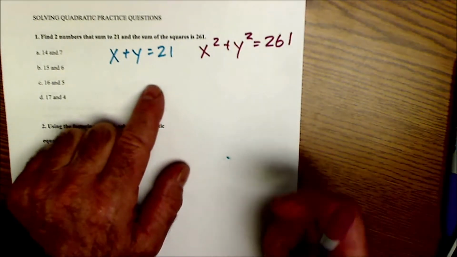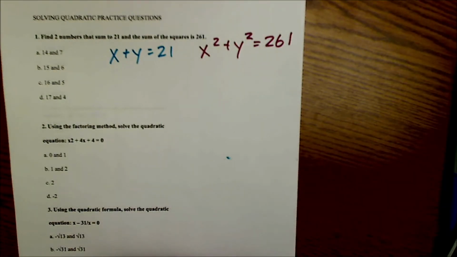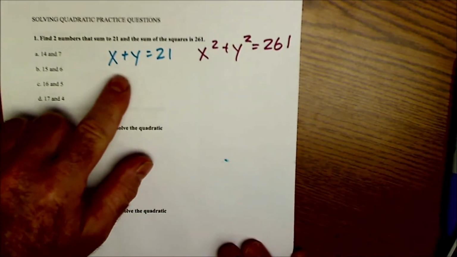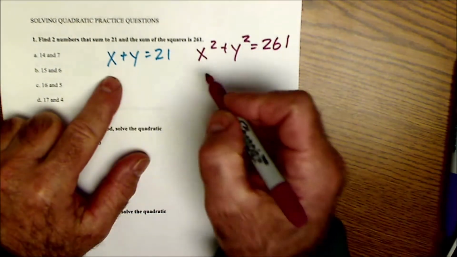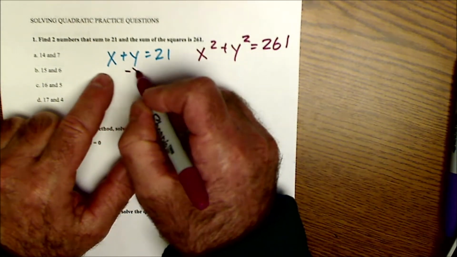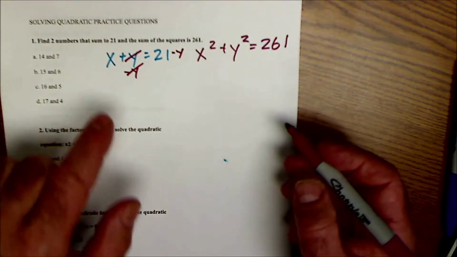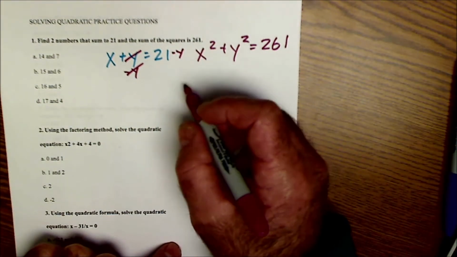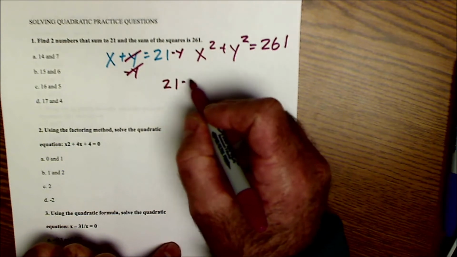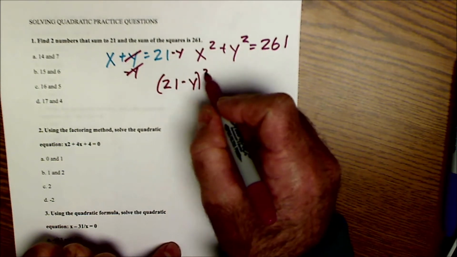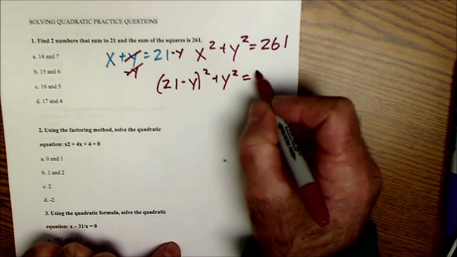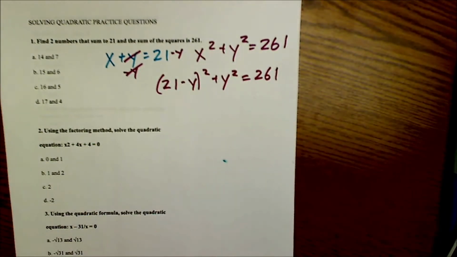But let's go ahead and solve this with a quadratic. So if x plus y equals 21, I'm going to solve for x and then substitute it in there. So I'll subtract y from both sides, and I see that x is equal to 21 minus y. So I have (21 minus y) quantity squared plus y squared equals 261.